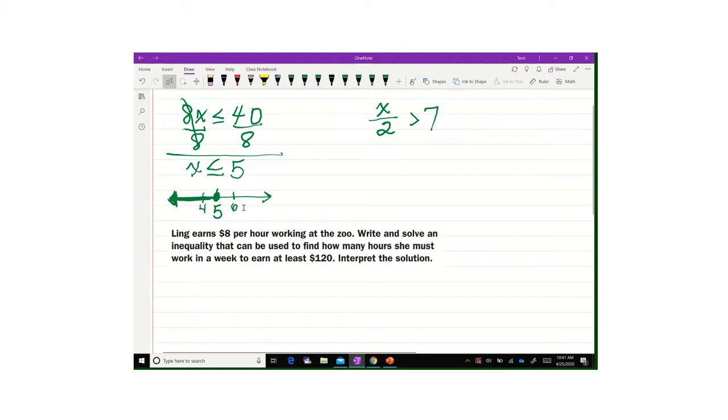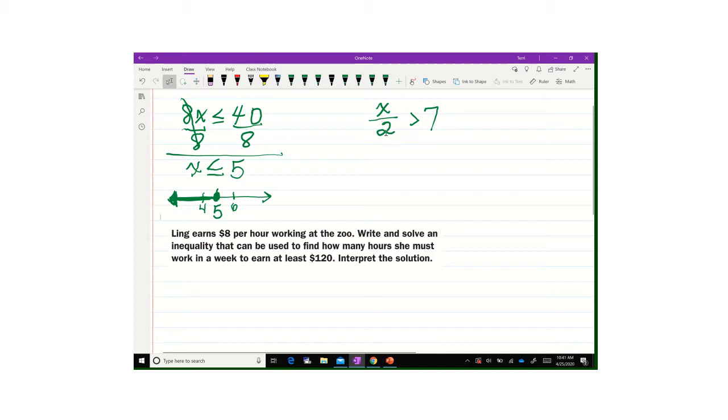Just to double check, let's go ahead and put this 6 in here. Is 6 less than or equal to 5? No, it's not. So that's a good reminder to show that none of the answers on this side of the number line will work. Let's look at our second example up here.